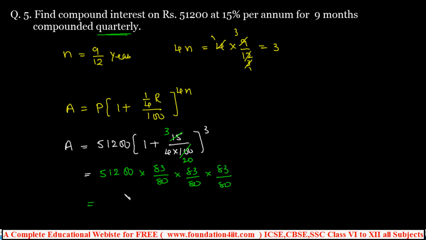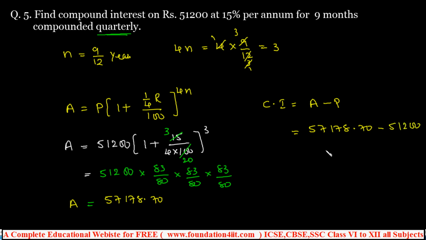If you do it, we'll get 57,178.70. I just used a calculator. And the amount we got. Then compound interest is equal to A minus P, amount minus principal. So the amount is 57,178.70 minus the given principal, 51,200. Yes, you can subtract, and that is our answer, the compound interest: 5,978.70. Okay, this is the problem when compounded quarterly.